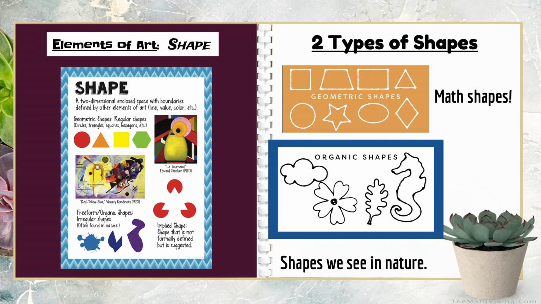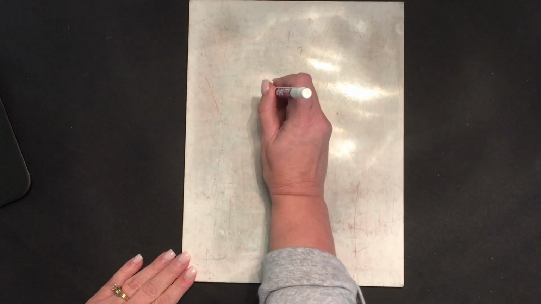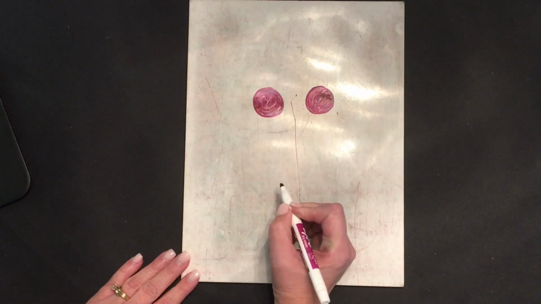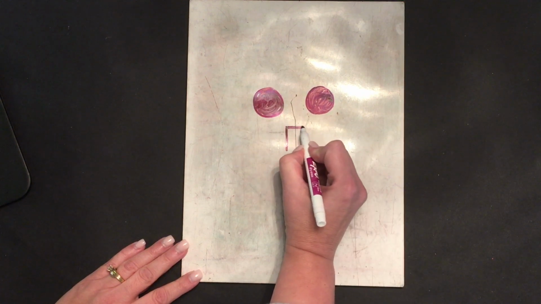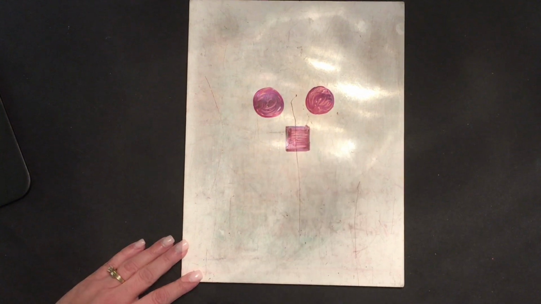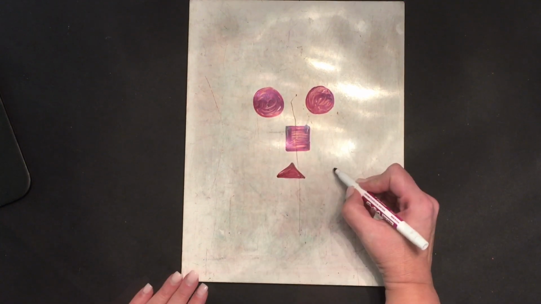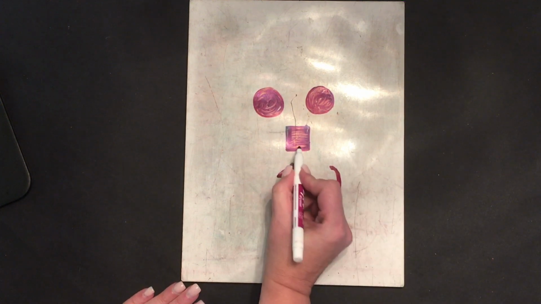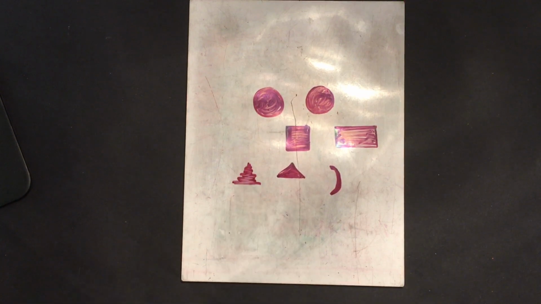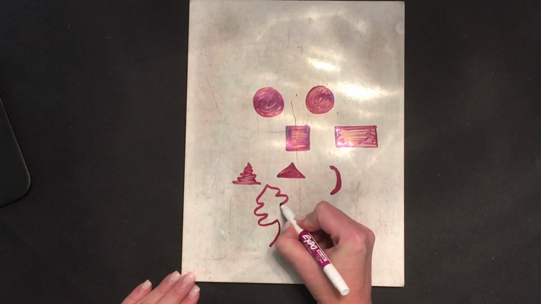You can pause here and practice on your own, or you can practice with me. Get your whiteboard and marker out, and let's practice making shapes. The first shape I'm going to make is a circle. Let's make it round. Next, I'm going to make a square. I also want to make a triangle. I made an organic shape. It's a crescent moon or a backward C, and a rectangle as well as some other organic shapes.